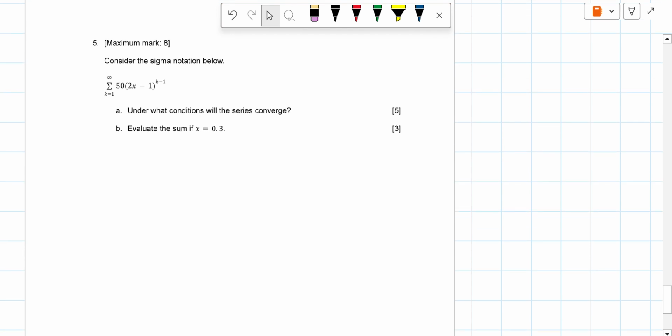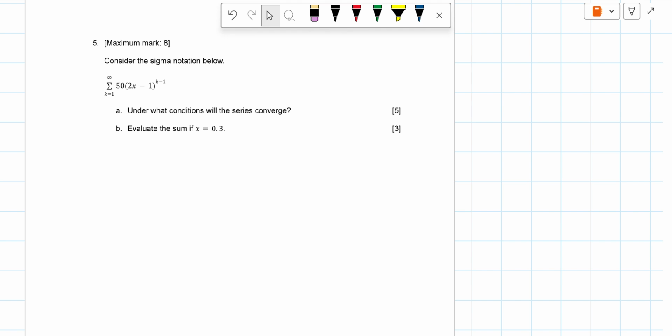All right, final question. Consider the sigma notation below: the sum of 50 times (2x − 1) to the power of k − 1, from k equals 1 to infinity. Right off the bat, this sigma notation looks kind of weird because it has an infinity sign above it, which means it must be an infinite series. Remember that an infinite series exists when the series converges.